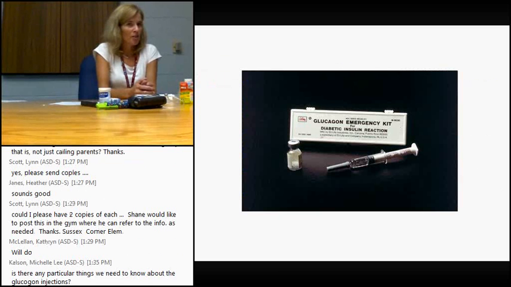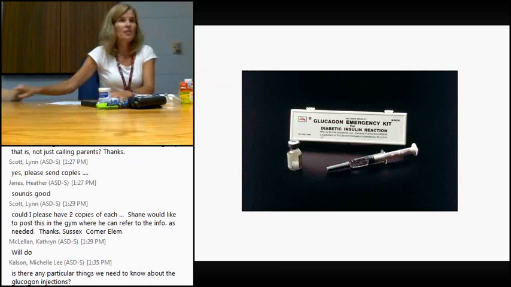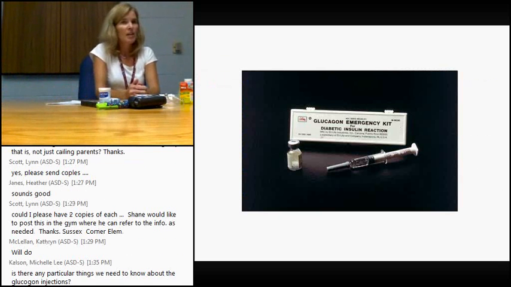This is just a picture of the glucagon, and I'll quickly go through. It is very simple to learn how to give, and typically each school that has a child with diabetes will have 2 to 3 people trained within the school to give glucagon if needed. So I'll quickly go through the demonstration.